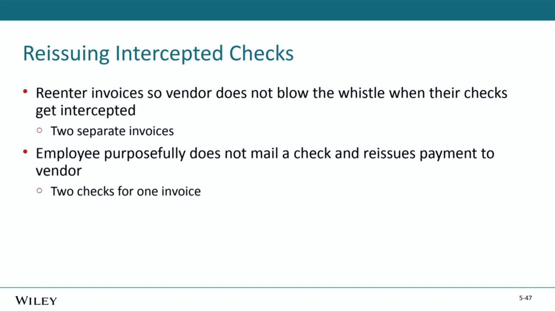Again, one thing is to reissue the intercepted check. So you got that intercepted check, you did your thing with it and pocketed the money. Well, that vendor, for example, is going to complain if they don't get paid. So you re-enter the invoices so the vendor does not blow the whistle when their checks get intercepted. The employee purposely does not mail a check and reissues the payment to the vendor, so you have two checks issued for one invoice.